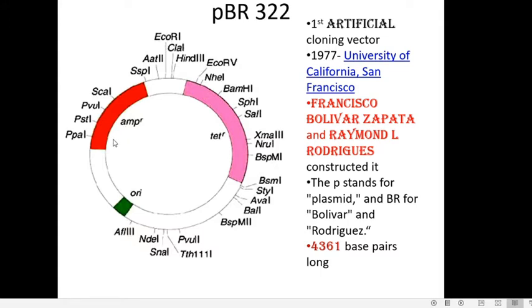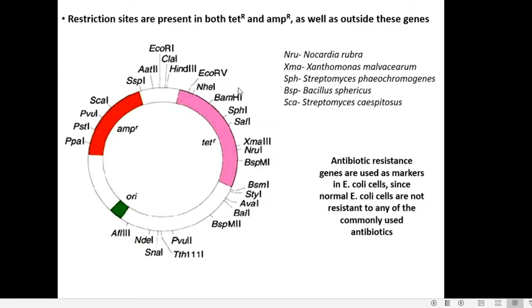So, the presence of these two genes confer resistance to the bacterial cells. Now, we go to how these two genes are being used for screening of host cells. The antibiotic resistance genes are used as markers in E. coli cells. Since normal E. coli cells are not resistant to any of the commonly used antibiotics.